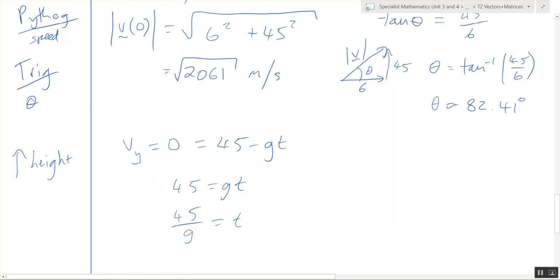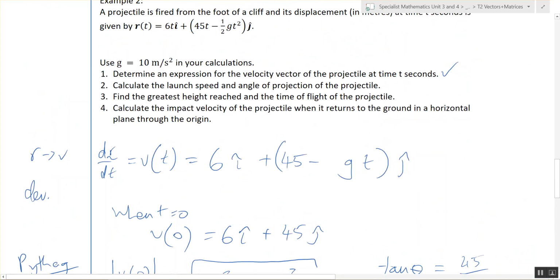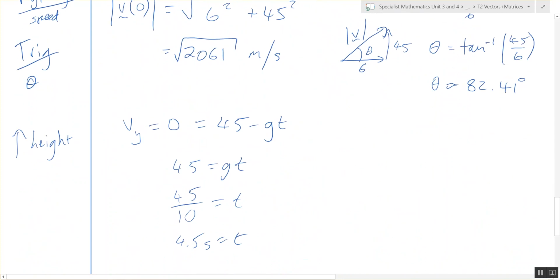Simple enough. Rearrange. So I found a time in this question. I made it very simple. Don't have to use your calculator. 4.5 seconds is when we hit the top height. Is that it? Have I finished? In the question, I cheated. I just made gravity 10.